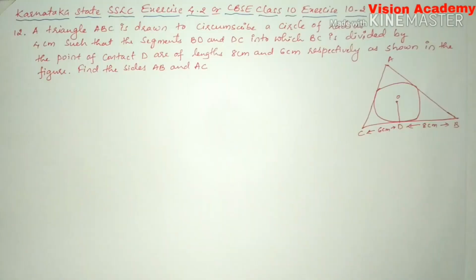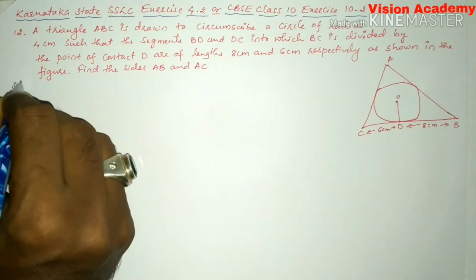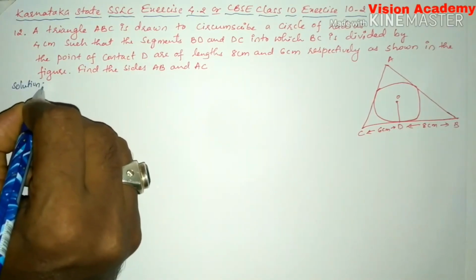Question number 12. A triangle ABC is drawn to circumscribe a circle of radius 4 cm such that the segments BD and DC into which BC is divided by the point of contact D are of lengths 8 cm and 6 cm respectively as shown in the figure. Find the sides AB and AC. Now let us find the solution for the given problem.